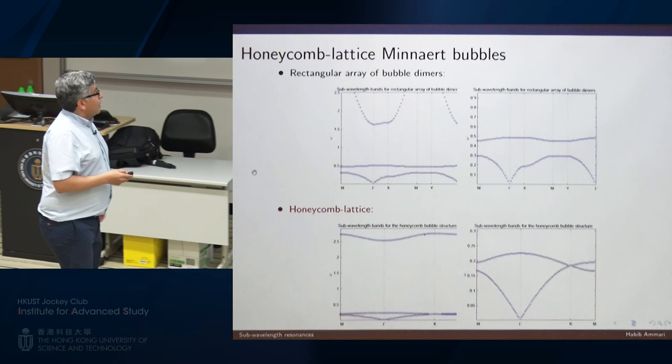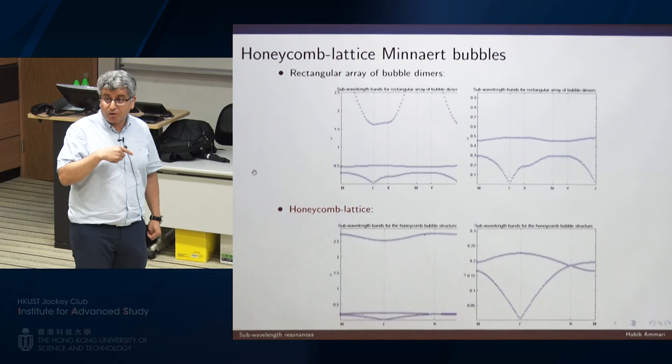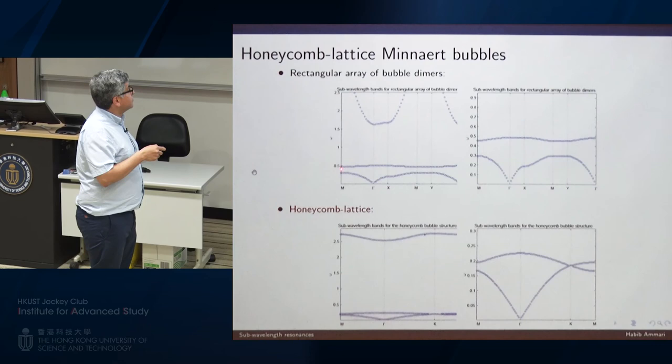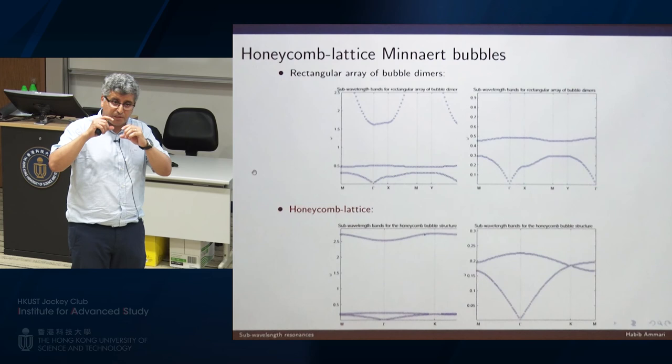Last, and then I will conclude. Take this dimer, and you make a crystal out of it. You compute the band gap, the Bloch curves, and you see that there are now two band gaps. Of course, roughly speaking, it's not the true mathematical picture, one is associated to the monopoles, and one is associated to the dipoles. So this is the dimer.